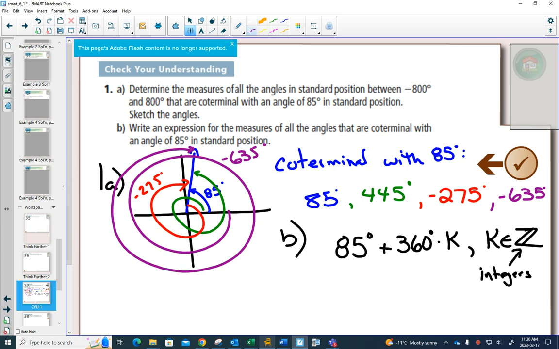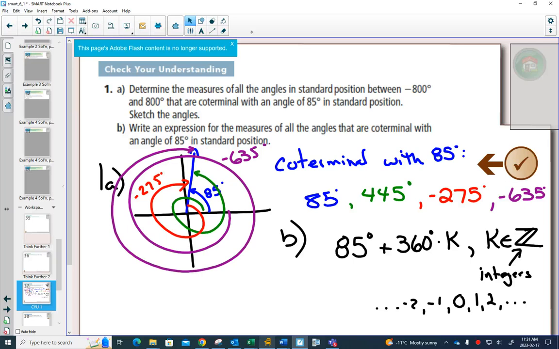And a review of what integers are: those are our positive and negative whole numbers. So by writing it this way, it says you can add 360 two times if you make k 2. You can add it one time if you make k 1. You can add it zero times and stay with 85. Or you could subtract it twice if you make k negative 2. And if we write it this way, where k can be any integer, positive or negative, we've written them all down.